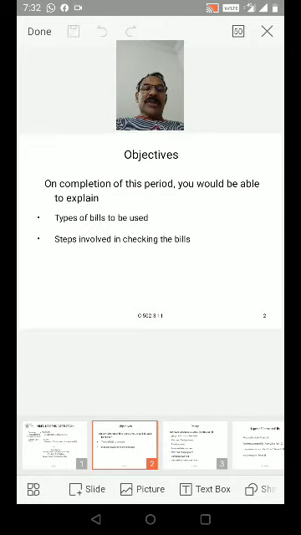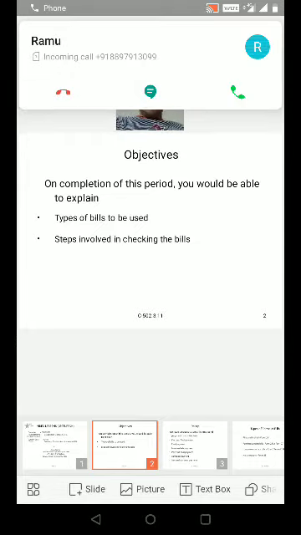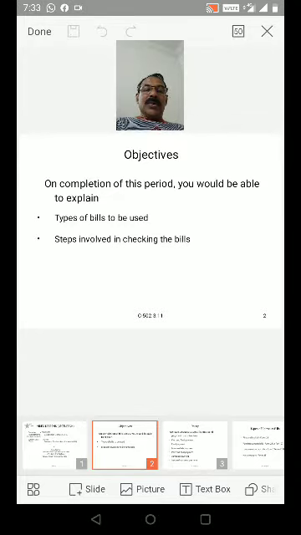On completion of this period, you would be able to explain the types of bills to be used, and the steps involved in checking the bills.